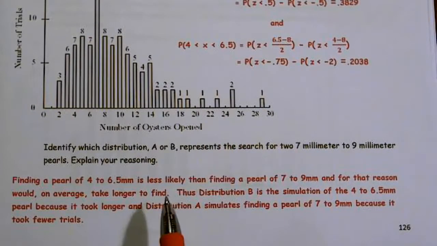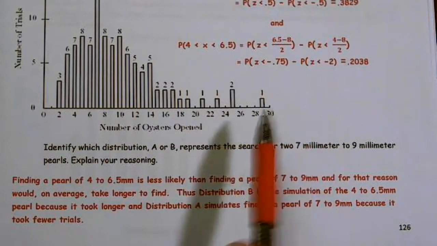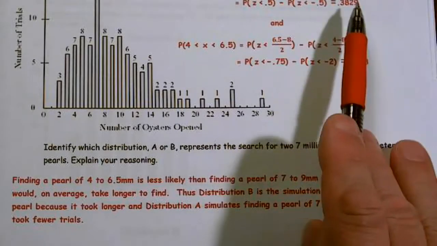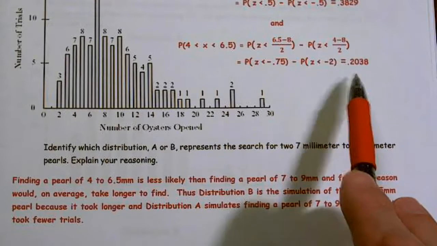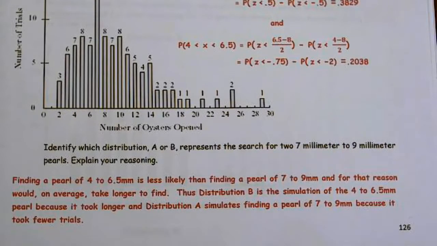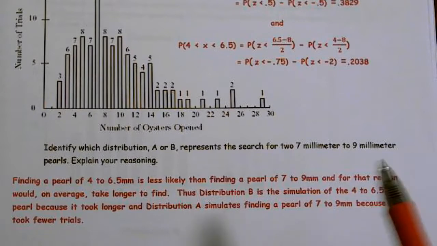Finding a pearl of 4 to 6.5 is less likely than finding a pearl of 7 to 9. We just showed that. We said finding a pearl of 7 to 9 was 38%. Finding it from 4 to 6.5 was 20%. And for that reason, an average would take longer to find. Distribution B is a simulation of 4 to 6.5, because it took longer. And distribution A simulates finding a pearl from 7 to 9 because it took fewer trials.